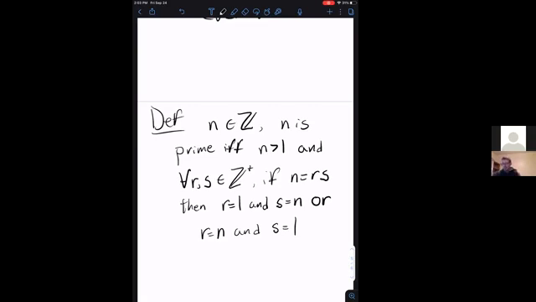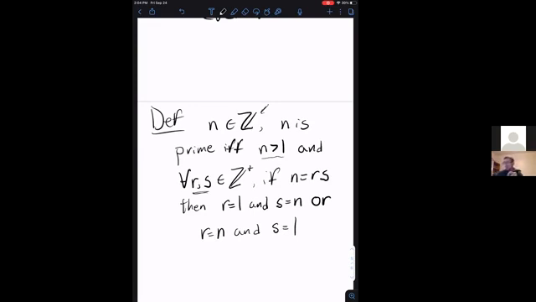So once again, let me repeat what this means. If we have some n in the integers, so some integer, and it's bigger than 1, then it's considered a prime number if I give you two numbers, r and s. Doesn't matter what they are. It has to work for all of them, and they have to be positive integers. If n is equal to r times s, the only way this will be true is if r equals 1 and s equals n, or r equals n and s is 1.